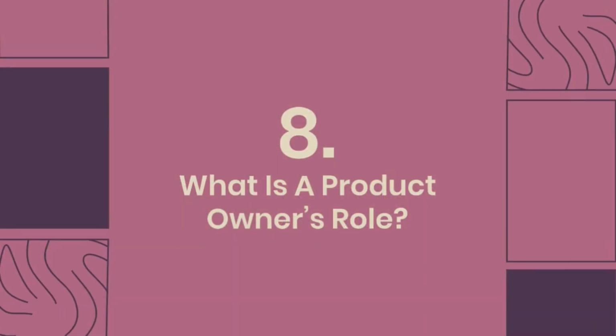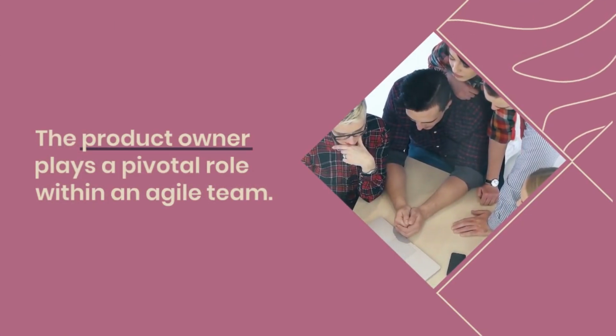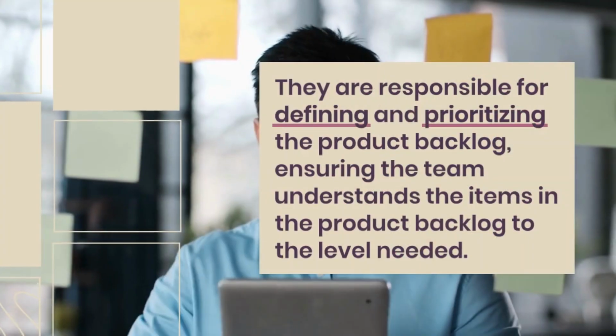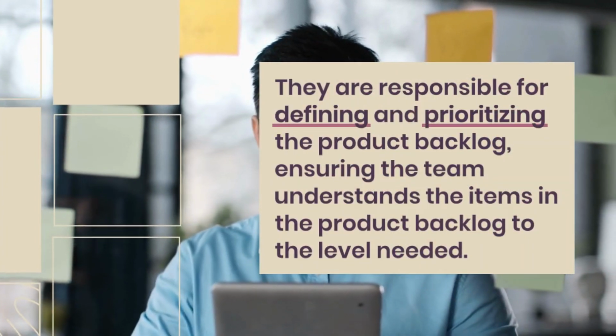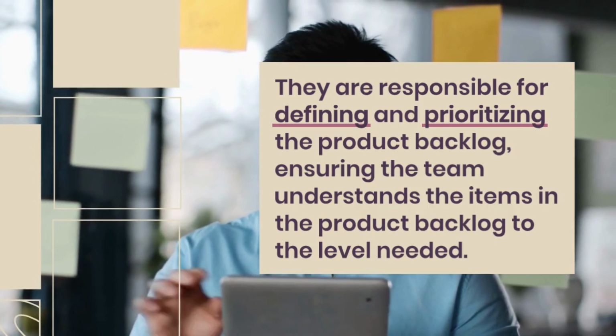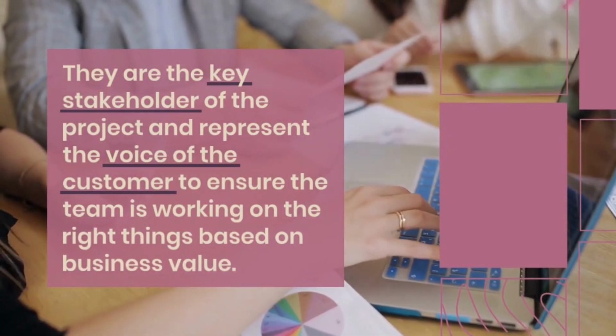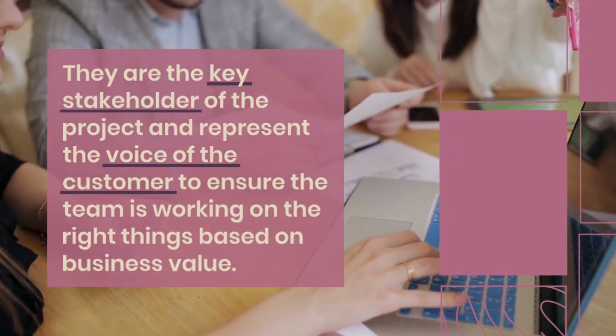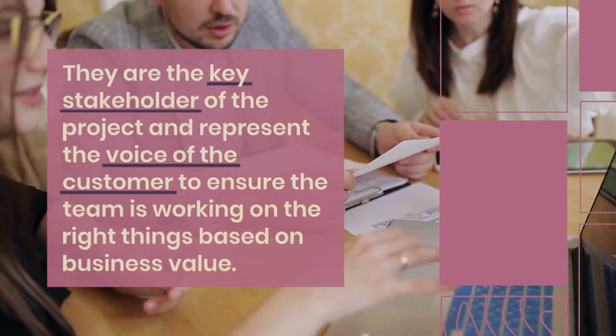8. What is a product owner's role? The product owner plays a pivotal role within an Agile team. They are responsible for defining and prioritizing the product backlog, ensuring the team understands the items in the product backlog to the level needed. They are the key stakeholder of the project and represent the voice of the customer to ensure the team is working on the right things based on business value.